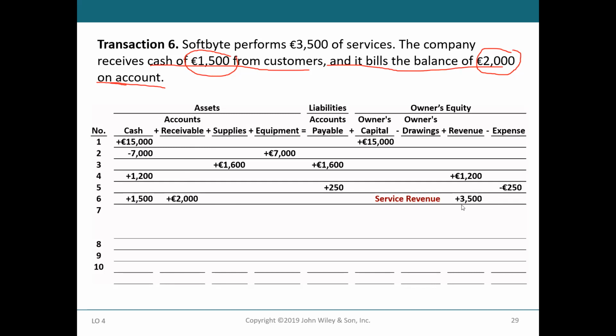Why did service revenue increase by 3,500? It's because the company already performed the service. Remember what I said just now: whenever the company performs the service, service revenue will increase. When we perform the service, we have an increase in service revenue, all right? Okay, let's go to the next one, which is transaction number 7.